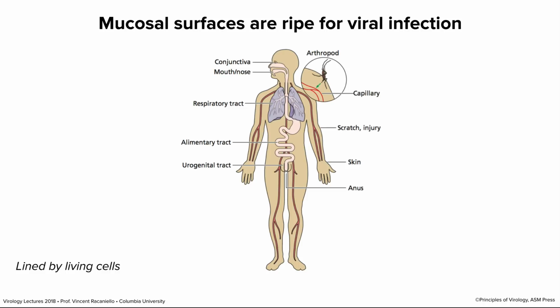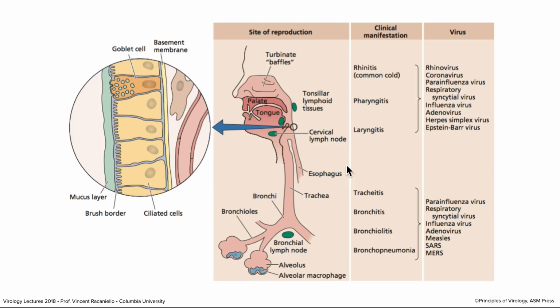So mucosal surfaces are ripe for infection because, as I said, they're lined with living cells. Let's look at some of these in detail. They're all summarized here. Let's start with the respiratory tract. This is the most common site for virus entry. The entire tract is lined with ciliated epithelial cells. On top of that, of course, is a mucus layer, which is involved in protection as well.